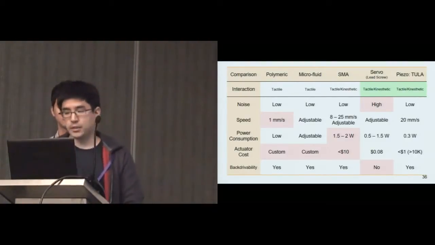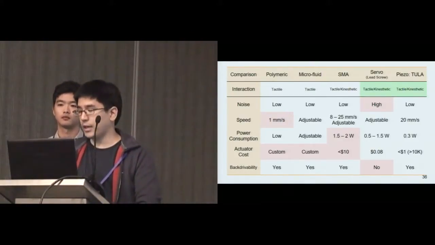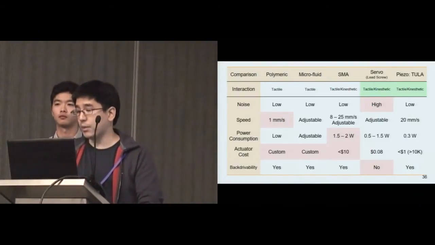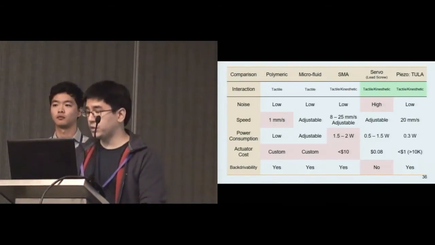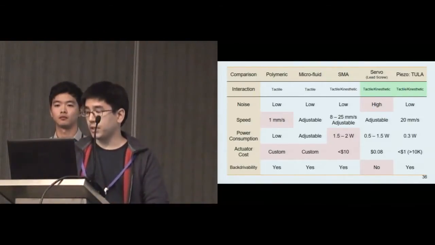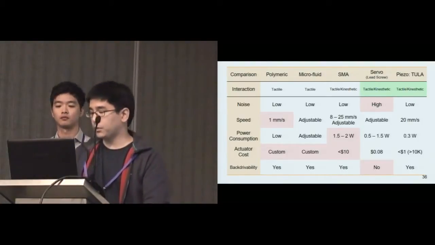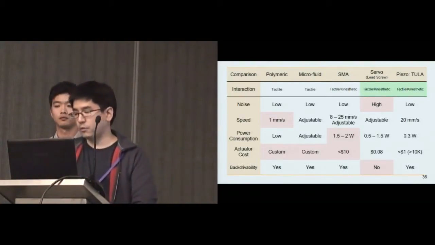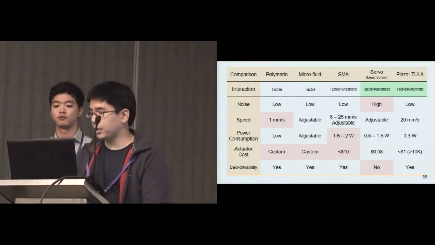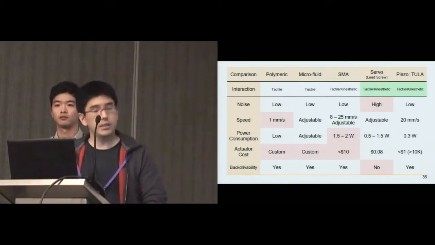Taking a closer look at the table, the first 3 actuators, including polymeric actuators, microfluidic actuators, and the SMA actuators are expensive. SMA have higher power consumption as well. Servo motors using the lead screw mechanism are noisy and are not back drivable. Piezo actuators can be inexpensive when the quantity is more than 10,000, which reduces the price down to $1, and other features are reasonable for our prototype. Here, we want to explore servo motors and piezo actuators because they have low power consumption and can be used for both tactile and kinesthetic interactions.